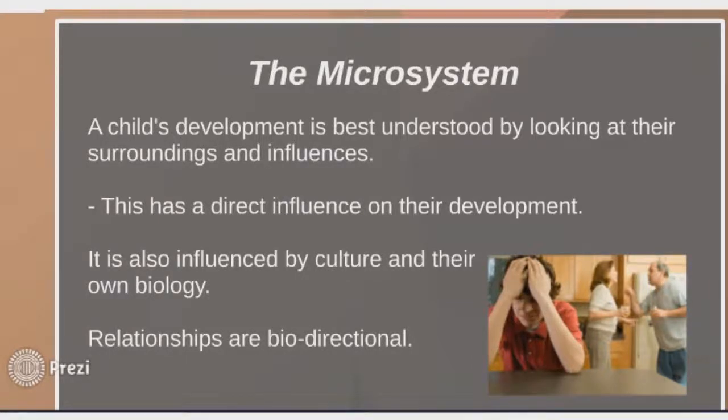One of the main contributors to this theory was the idea that a child's development is best understood by looking at their surroundings and influences, as this is a catalyst for their development. As well as these influences, of course, there is the culture in which they live and their own biology. Another key point to remember is that relationships are bidirectional, meaning that your reactions to people in the microsystem will affect how they treat you.